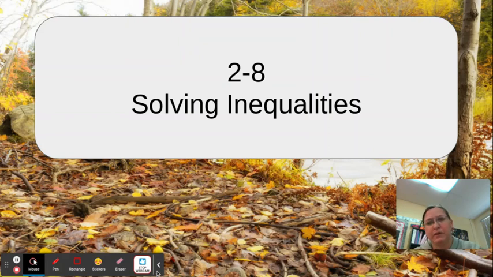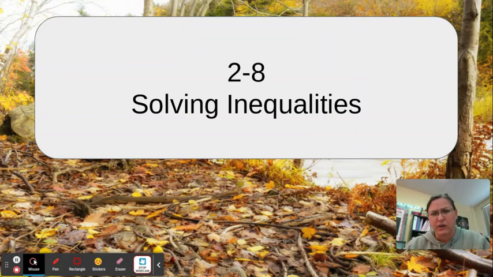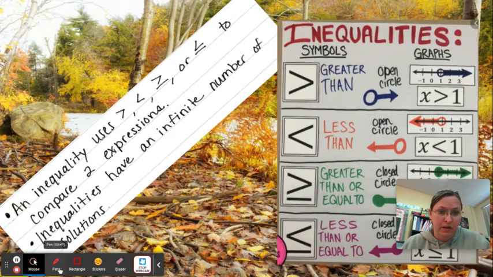Hello. Today we are going to be working on how to solve an inequality. Yesterday we were talking about what an inequality is and the common symbols or signs for them. Today we're going to show how to solve them using a number line.